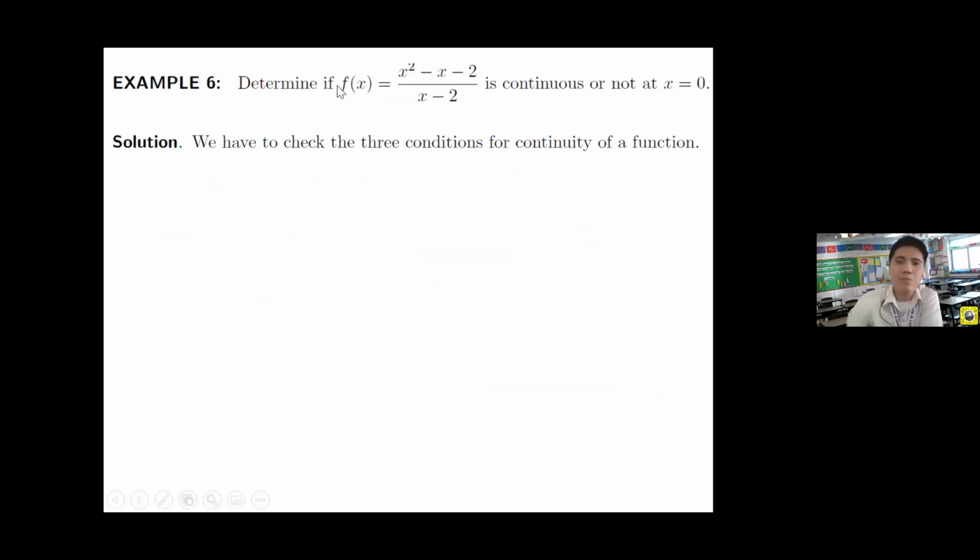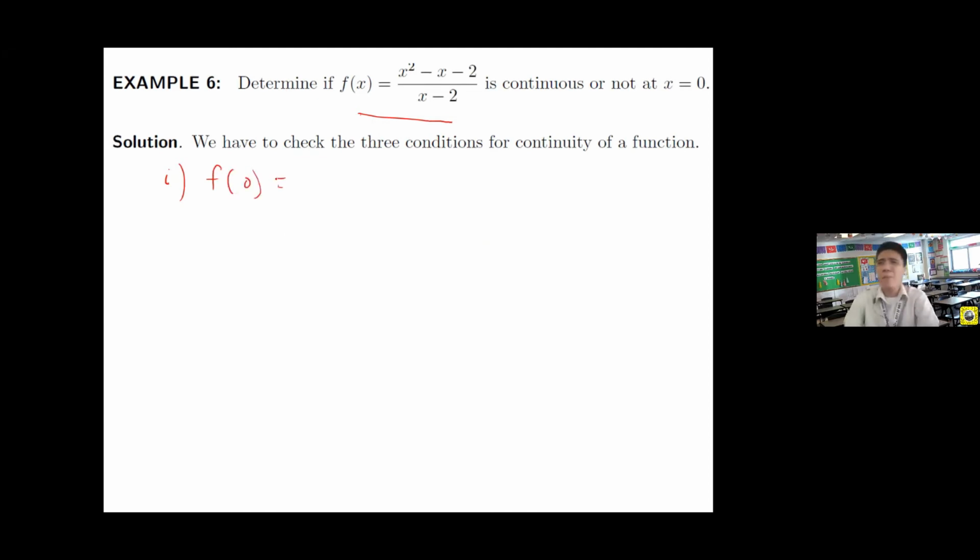Another example. Determine if this given function is continuous or not at x equals 0. Since we have no given graph, it is advisable to use our three conditions. The first condition is you solve for f of c, where our c here is 0.